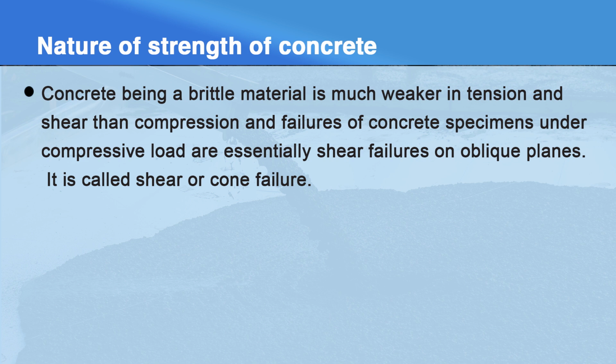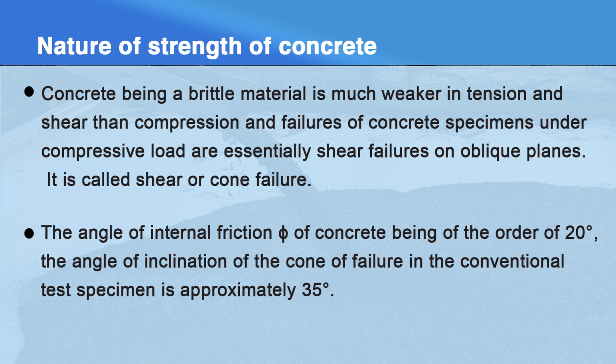Concrete, being a brittle material, is much weaker in tension and shear than in compression, and the failures of a concrete specimen under compressive load are essentially shear failures on oblique planes. It is called shear or cone failure. The angle of internal friction of concrete being of the order of 20 degrees, the angle of inclination of the cone of failure in a conventional test specimen is approximately 35 degrees.